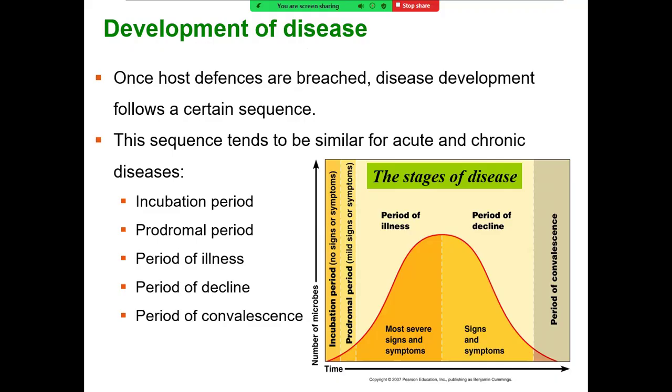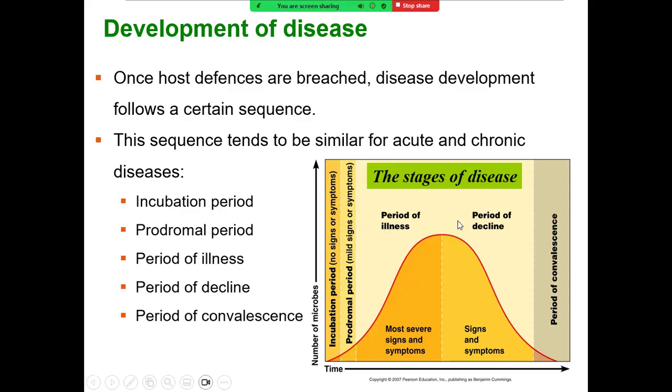The prodromal period is the next period. This is the period where you have mild signs or symptoms of disease. Like when you say, am I coming down with a sore throat? And you have to stop and think about it. And you say, yeah, I'm coming down with a sore throat. I must be getting sick. That's the prodromal period. The period of illness is the period when your signs and symptoms are the most severe, and it's also when the number of organisms in the patient are the highest.